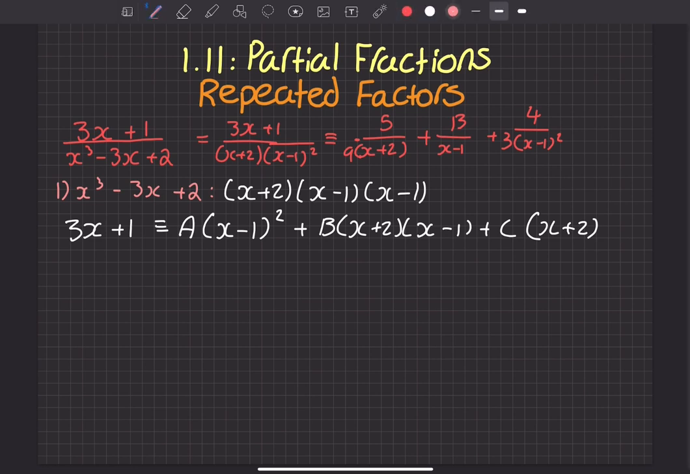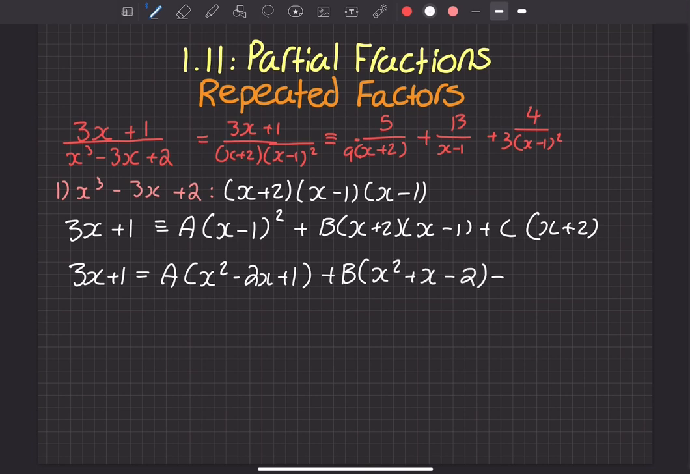So let's first expand the brackets. So we have 3x plus 1 equals a. Expand this, becomes x squared minus 2x plus 1 plus b. Expand this, becomes x squared plus x minus 2 plus c, this x plus 2.